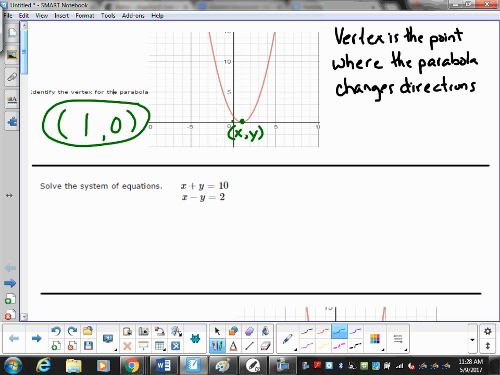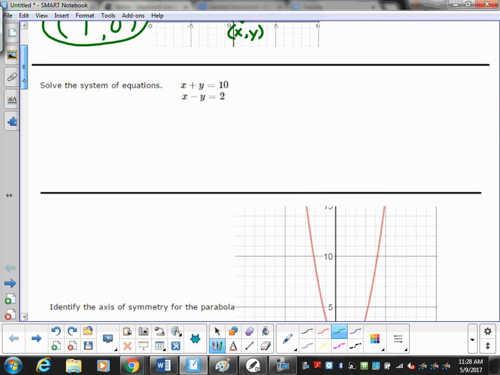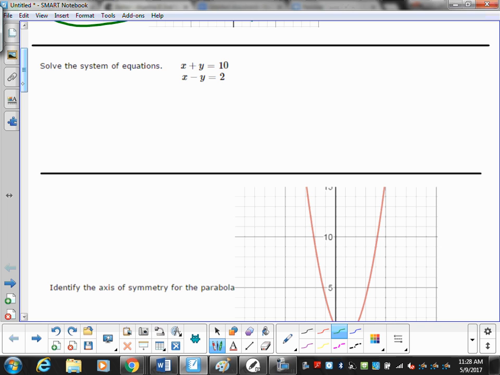Second one I've got says solve the system of equations. Okay, and on this one, if you look at those, if I add those two equations together, it's going to eliminate the y, and so we're going to use the process of elimination. The other method is substitution, which can also be done here, but elimination is a lot quicker. So what you do is you just add the two equations together.